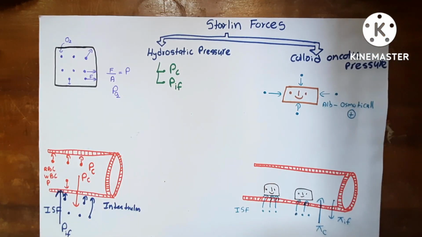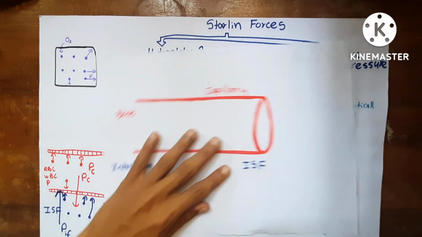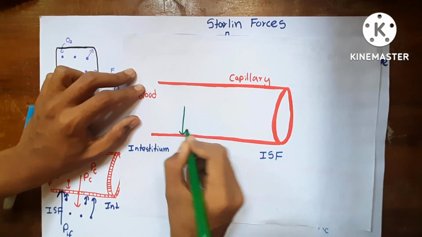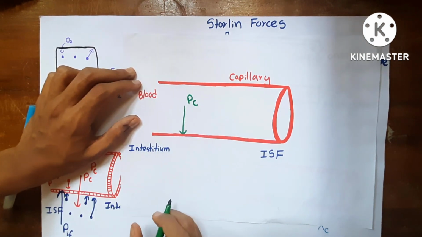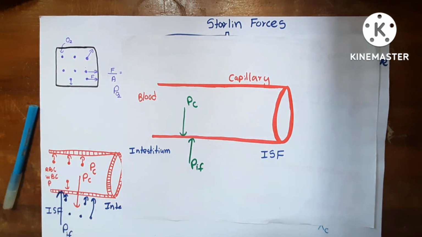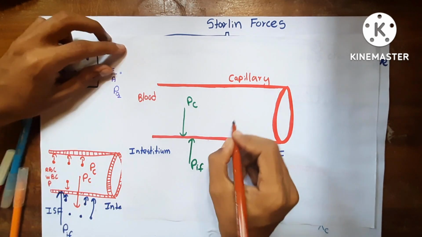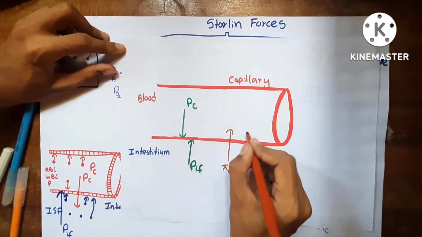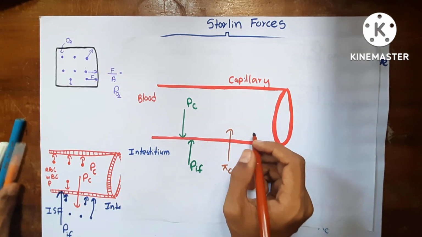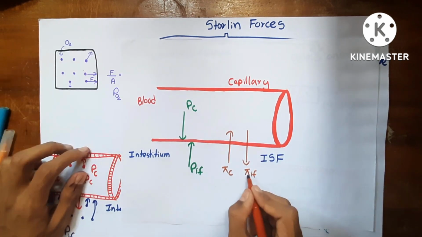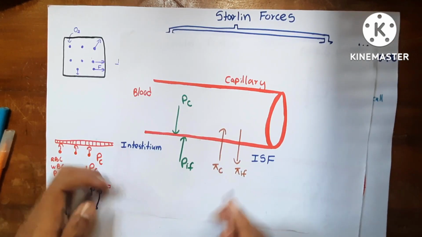Okay, now let's move on to the final one. What are the pressures? First, in the blood, there is a hydrostatic pressure in the capillary. We term this the capillary hydrostatic pressure. And in the interstitium, there is another pressure, the interstitial hydrostatic pressure. And for the colloid oncotic pressure, there is a force. We term this the colloid oncotic pressure of the capillary. And there's another pressure, but I already said there's no pressure, but for completeness we add another, the interstitial colloid oncotic pressure of the interstitium.